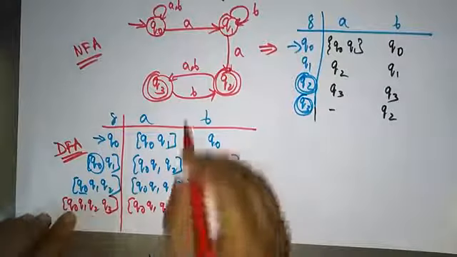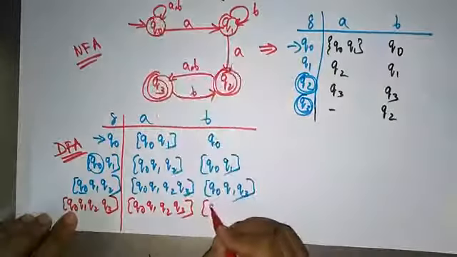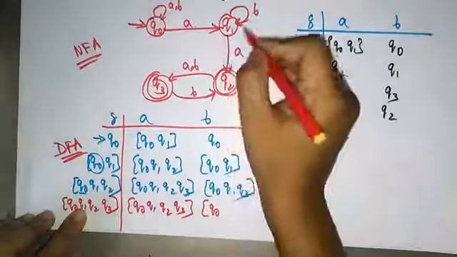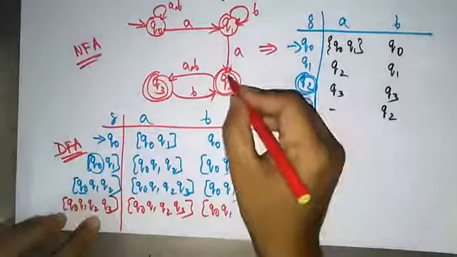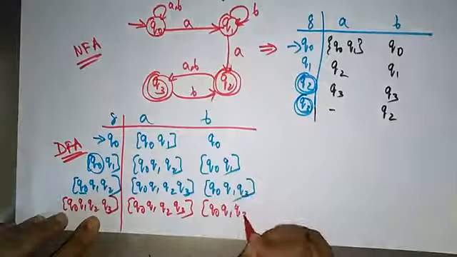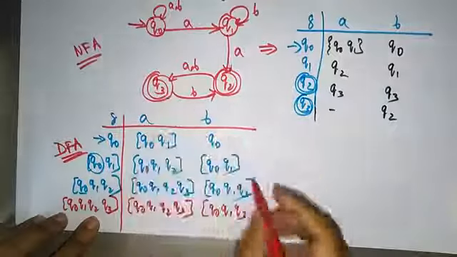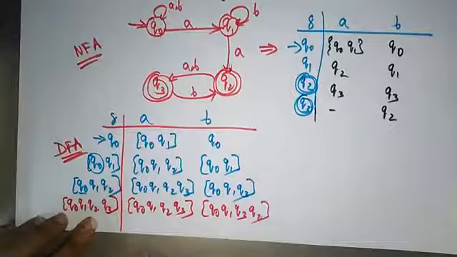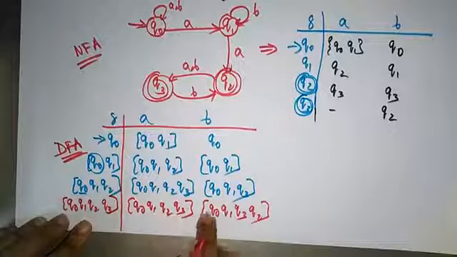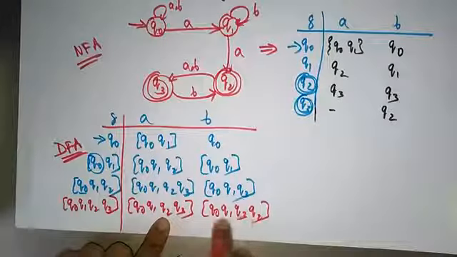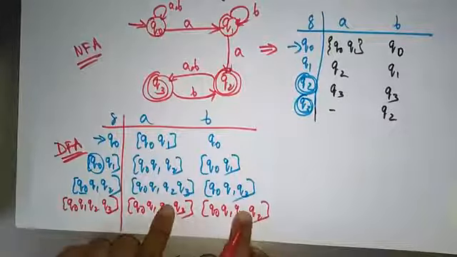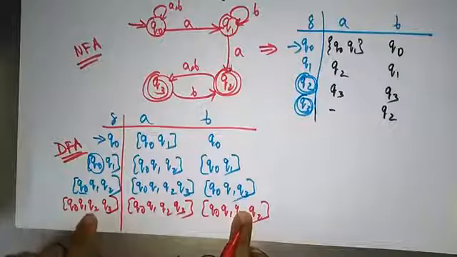Now coming to B. Q0 on B, it is Q0. Q1 on B, it is Q1. Q2 on B, it is Q3. And Q3 on B, it is going to Q2. So Q0, Q1, Q2, Q3. So here it is also the same state. Q0, Q1, Q2, Q3. So you no need to take it as a new state because it's already implemented.